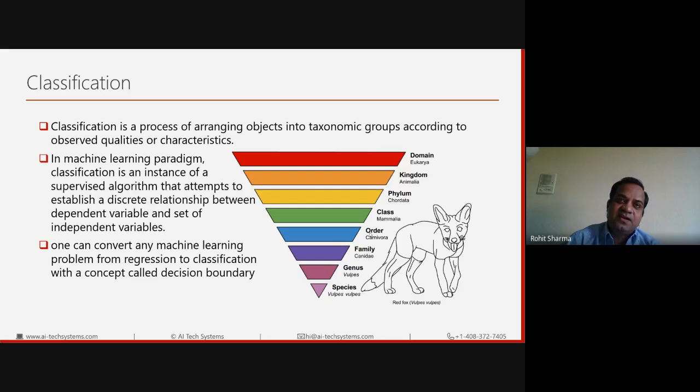And you can come up with that class by creating a boundary. So let's say a house that is sold under 200,000 is a low income house, 200 to 600,000 is medium income, 600 to 1 million is high income, and beyond that it's a posh or very high income house, something like that. So you created 4 classes based on those 3 decision boundaries, depending on how you create the boundary. So again, the point here is that you can convert any machine learning problem from regression to classification with a concept called decision boundary.